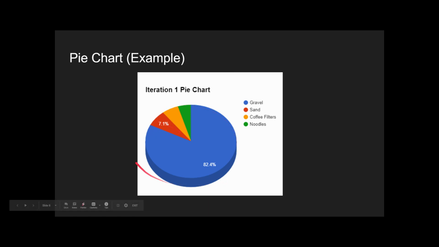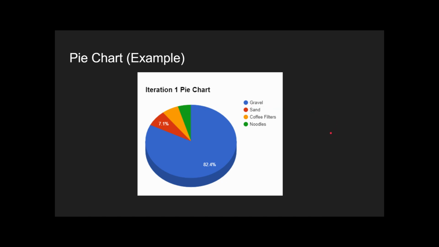So here is an example. You can see why it's called a pie chart. It's kind of like you're taking a pie and cutting out slices of it, and the size of the slice shows you what percentage that is. So in this case, somebody was making a filter, and these are the materials that they used. And 82% of that filter was made out of gravel. And you can see just how much of that filter was gravel, and everything else is just a much smaller part of it. That's what pie charts are good for.